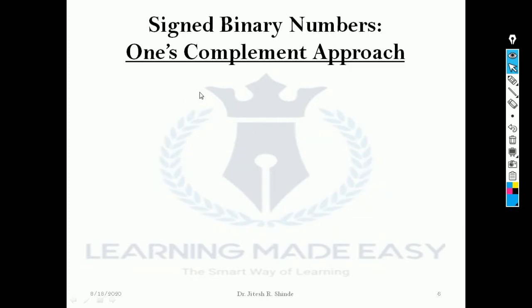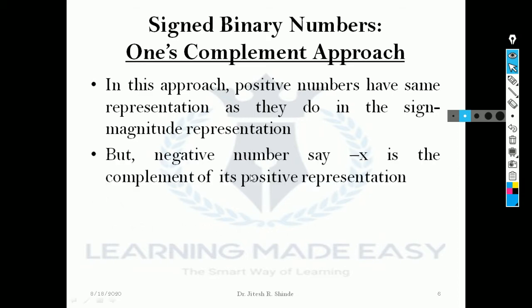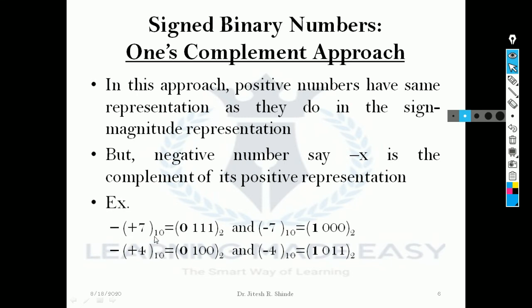Now let's go with the ones complement approach. In this approach, the positive numbers have the same representation as they do in the sign magnitude representation. This implies that the representation for a positive number in the ones complement approach is the same as that followed in the sign magnitude approach. Let's see an example. Plus 7 can be represented as 0 for the first bit, this is our sign bit, the number is positive, so 0 has been placed here. The remaining bits represent the magnitude of the number, that is 111.